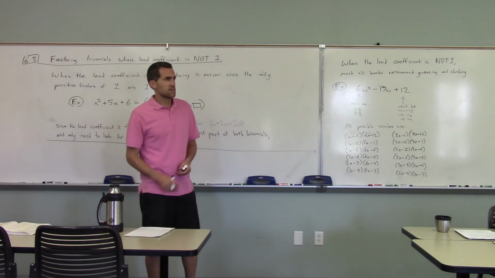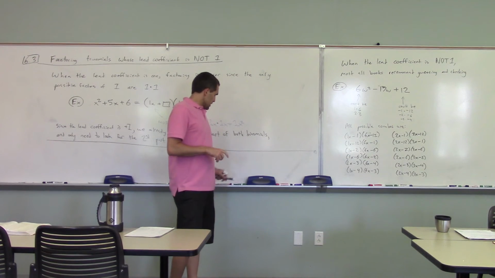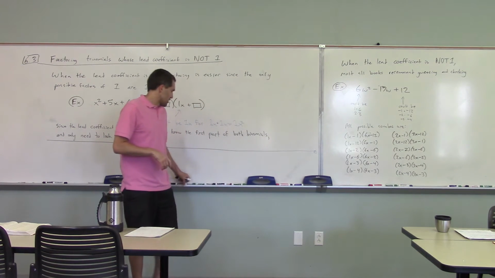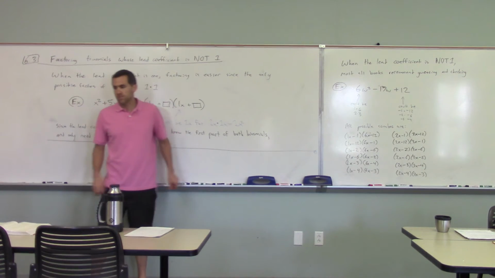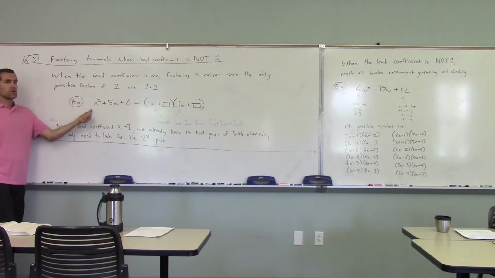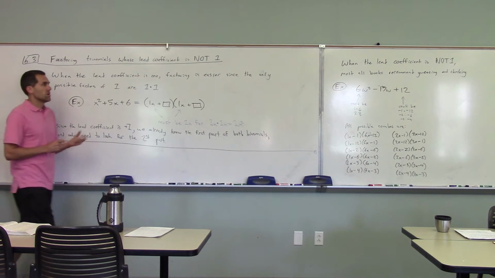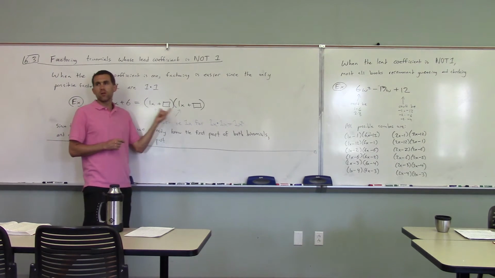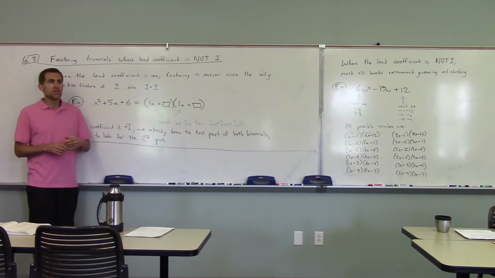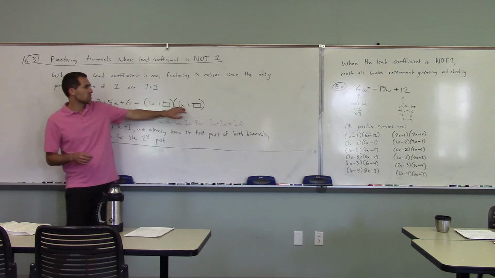Okay, so let's start. So I just wrote this up here as kind of just the big picture. The big picture is the whole reason it's easy to factor when the lead coefficient is 1 is we already know the first half of the two binomials that we're getting.